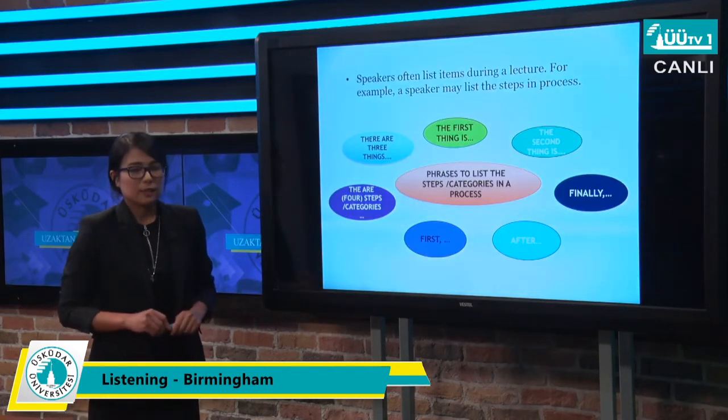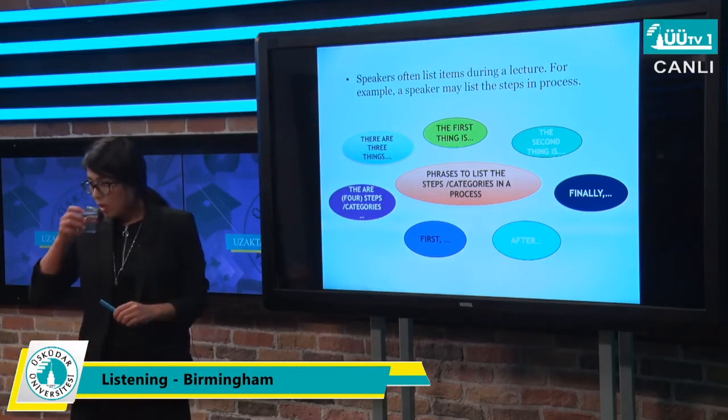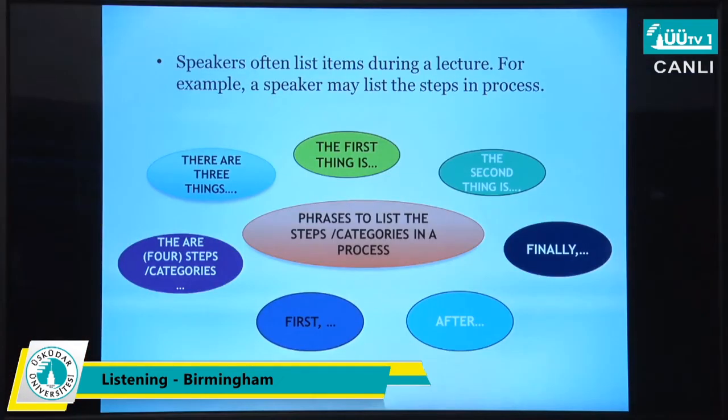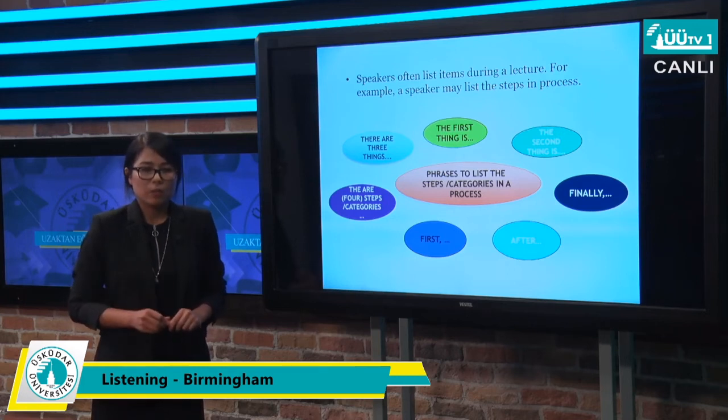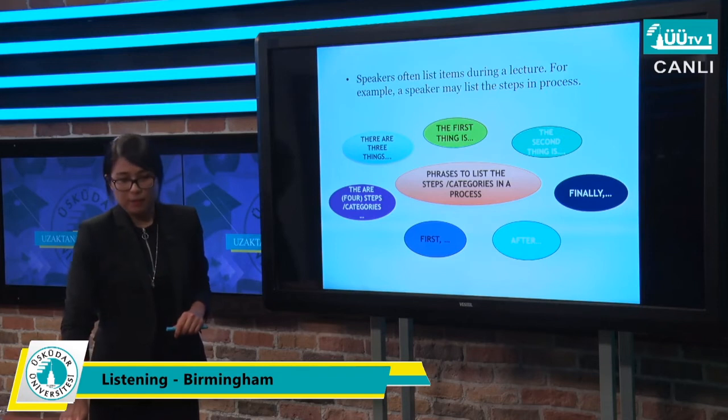The speaker often lists items during a lecture. For example, a speaker may list the steps in a process. These are the phrases to list the steps. There are three things. The first thing is, the second thing is, finally, after, first, and there are four steps, categories. I want to repeat it again. These are the phrases that the speaker mostly uses when they are listing something.